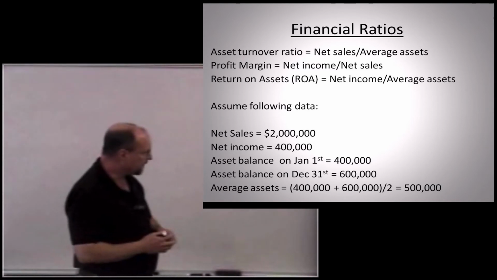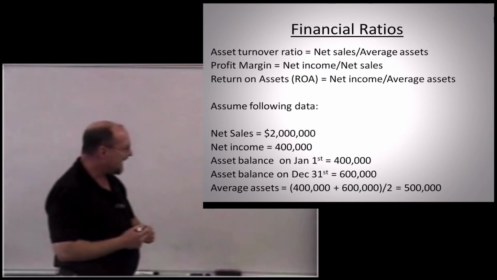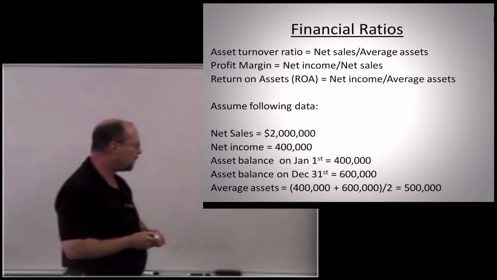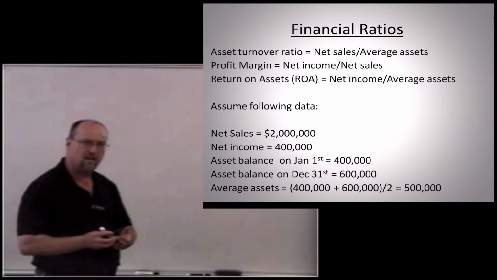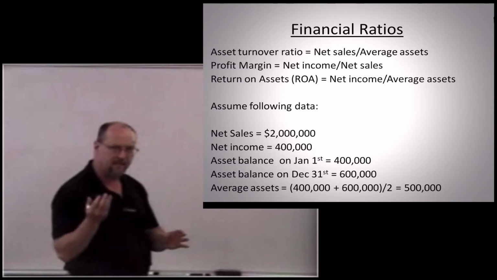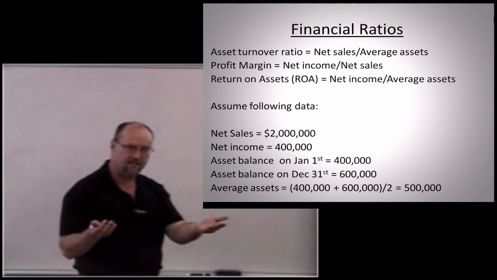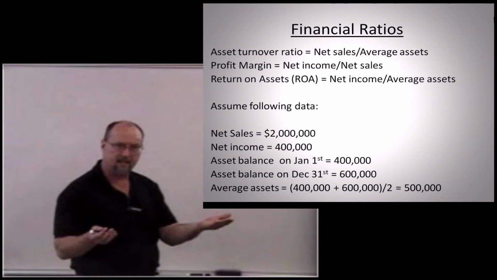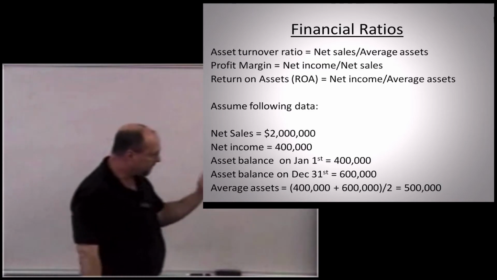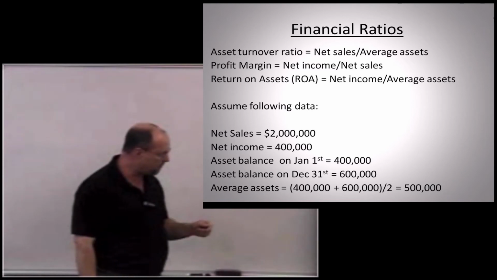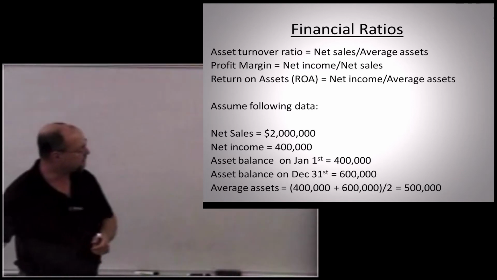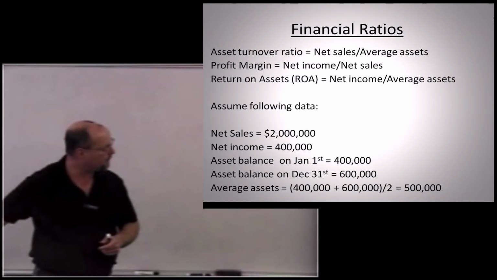So January 1st, we had $400,000 in assets. End of the year, December 31st, we had $600,000 in assets. So we want to use a number called average assets. How do we get average? In any ratio, we take the beginning of the year balance plus the end of the year balance, and we divide by 2. And it gives us a rough average. So average assets would be 400 plus 600 divided by 2, or 500,000 average assets. Now let's look at these ratios, and we'll talk about what they represent.